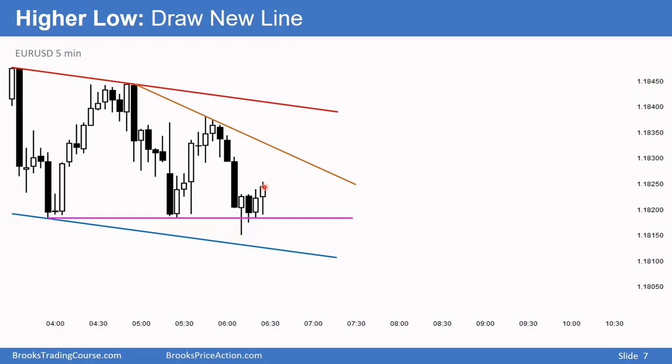I said, every time I get a reversal, I think about drawing a new line. I have a reversal up here. I can draw a line using this low and that low, or this low and that low. And I pay attention to both.